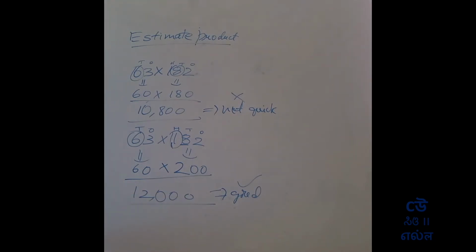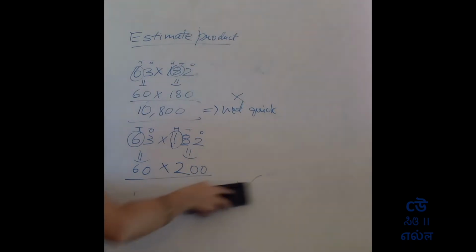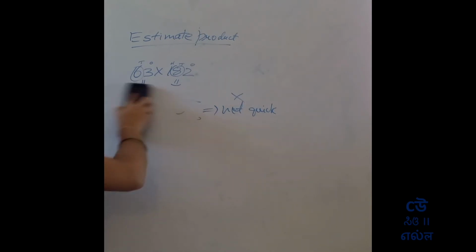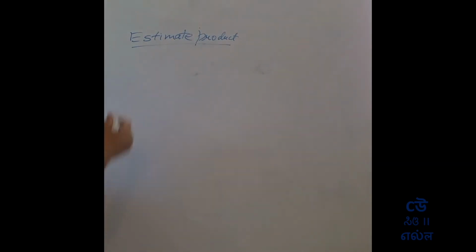The general rule we can follow is rounding off each factor to its greatest place value. Next, let me take one more example and show you. So the next example is 81 into 479.